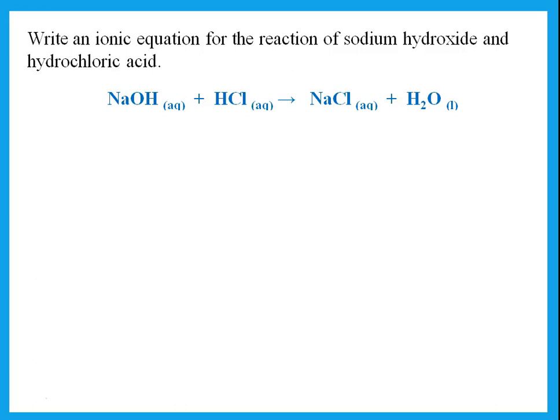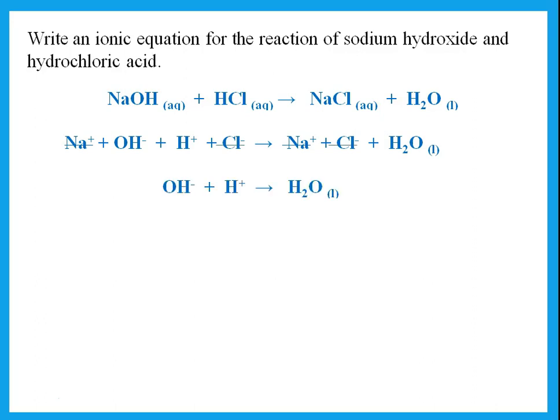So now, is it balanced? Yes, it's balanced. So I can go ahead and ionize Na plus OH minus, H plus Cl minus, Na plus Cl minus, and the water is not ionized. We do not ionize anything that is solid, liquid, or gas. Now, cancel whatever is the same on both sides of the arrow, Na plus with Na plus, Cl minus with Cl minus, and I'm left with this as my net ionic equation.